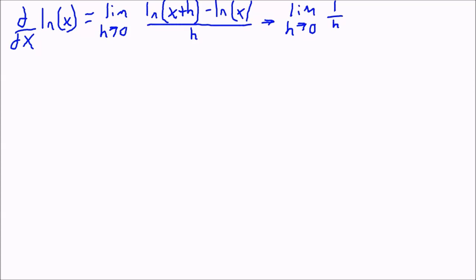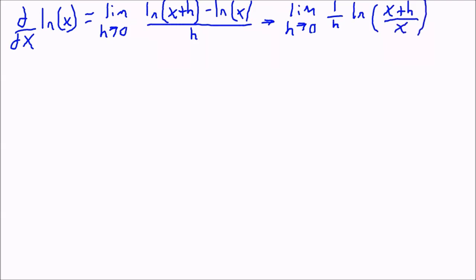When I have the natural log of something minus the natural log of something else, in this case, natural log of x plus h minus natural log of x, when there's subtraction there, we can combine it into one logarithm that has division. So the ln of x plus h minus ln of x is going to be written as the ln of x plus h over x.